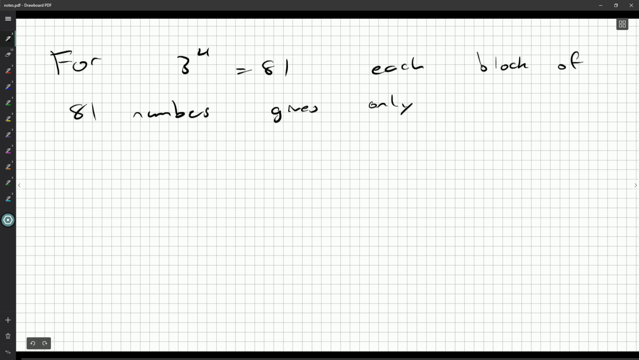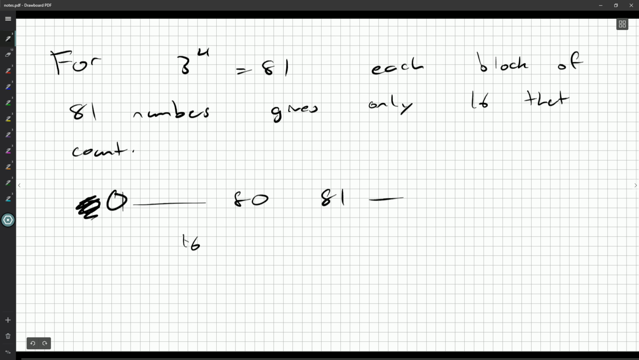So now, for where we're dealing with A4s. So for 3 to the 4, that is to say 81, each block of 81 numbers gives only 16 numbers that survive. Right? So from 0 up to 80, only 16 numbers. Now 0 won't count, 0 won't be allowed in because it's already a multiple of 3. So it's really 1 to 80. Okay? But we'll say 0 to 80.